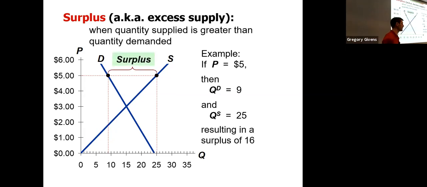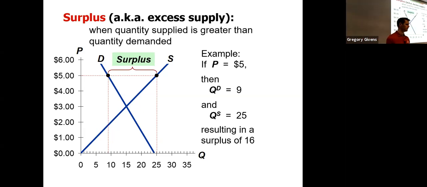Or sometimes it's known as a surplus in the market. The size of the surplus can be computed easily by taking the horizontal distance between the supply and the demand curve, right? That is 25 units supplied minus 9 units demanded, and so the surplus is 16. When we observe a surplus in this market, that is, goods are piling up on the store shelves, that signals to us that the market is out of equilibrium.